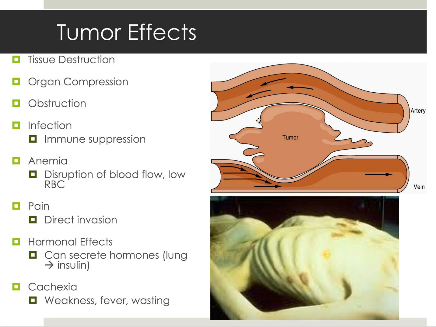Anemia can either be because the tumor has started to necrose and is now bleeding, or it could be because there's a physical disruption of the blood flow, like you see in this top picture here. Or if it's in the marrow causing marrow disruptions, it could be due to a low amount of red blood cells. When there's direct invasion of a tumor into a tissue, it also hurts very badly for the patient.